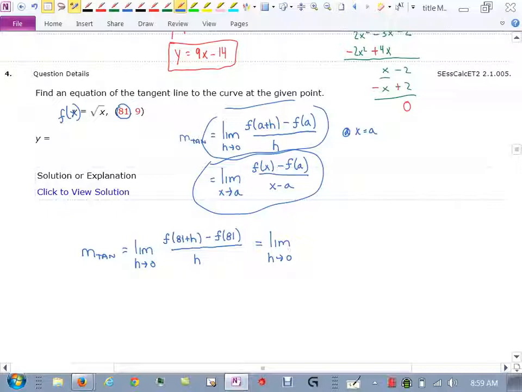Okay, what happens when I plug in 81 plus h into the function? I get square root 81 plus h. Then minus, over here, plugging 81 into the function, I have square root of 81, which is 9, all over h. Now, if we try and let h go to 0 right now, we will get 0 over 0. So I need to do some algebra. And since I see a square root, two terms, I'm going to come in with the conjugate, top and bottom.